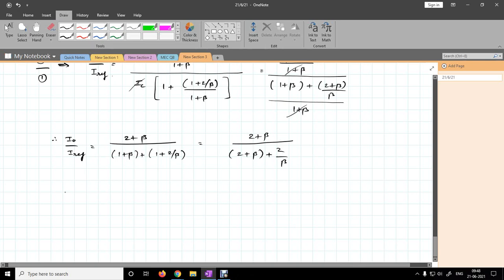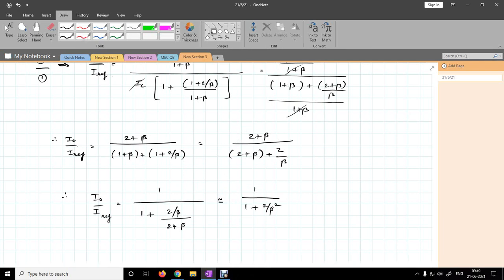Therefore, I naught by I ref is equal to 1 by 1 plus 2 by beta divided by 2 plus beta. Now, if you bring that beta down to the denominator, you will get 2 beta plus beta square. Beta square is obviously much greater than 2 beta. So this will actually turn out to be 1 by 1 plus 2 by beta square. This is your actual formula.